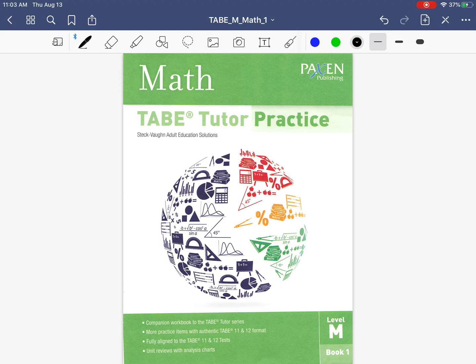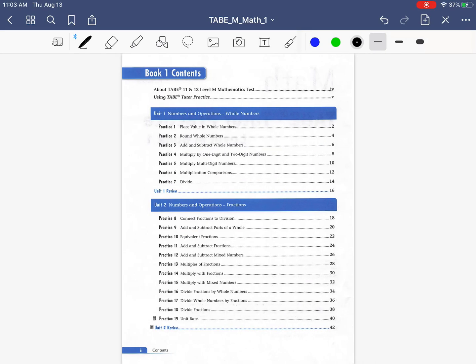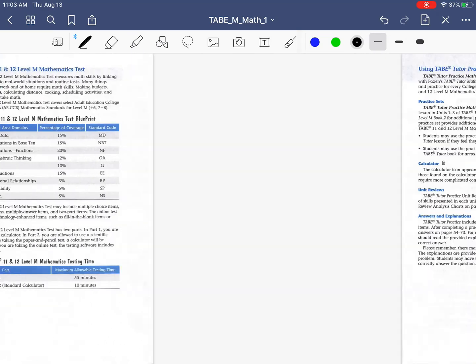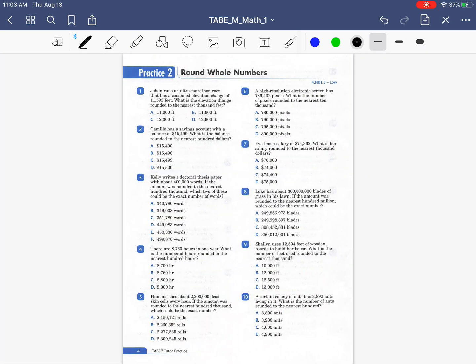Today we are looking at our practice 2. This is in Tabe Tutor Practice Book 1, and we are on lesson 2, so that's page 4 of the textbook or the workbook. And we're looking at rounding whole numbers.